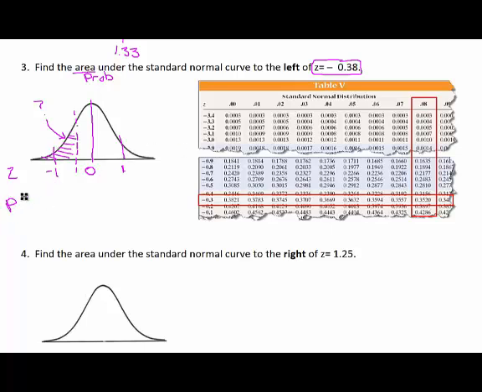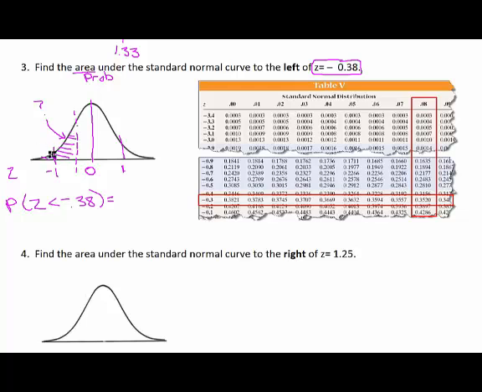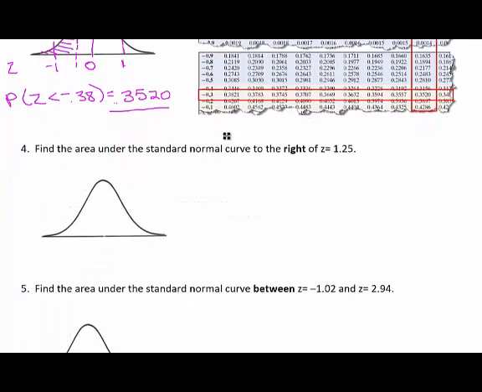So the probability that z is less than negative 0.38, just go to your chart, and that's what your chart gives you, the area to the left, so we don't have to do any fancy things. So there's a negative 0.3, and then go over to 8, and there it is, 0.3520. And so that's it. All right, moving on down to the next one.